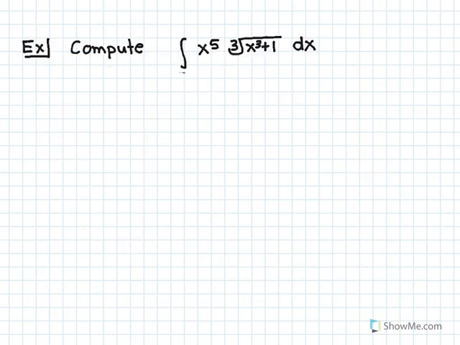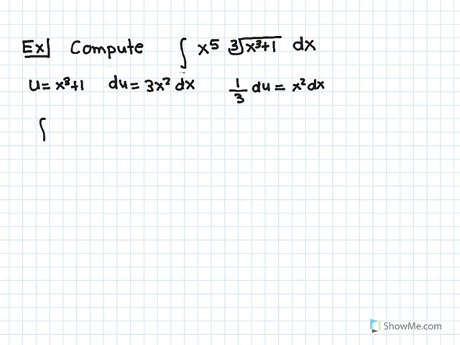All right, let's look at another example. Here we have the integral of x^5 times the third root of x cubed plus 1 dx. So we're going to let u be the inside function, u equals x cubed plus 1. du is equal to 3x squared dx, and 1/3 du is equal to x squared dx.